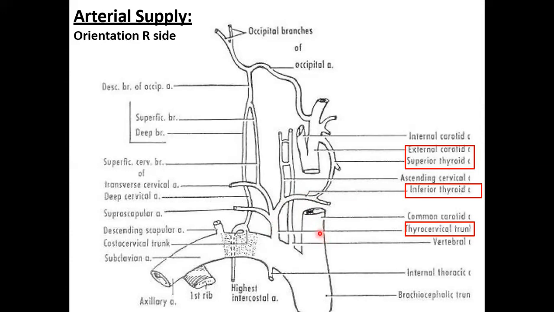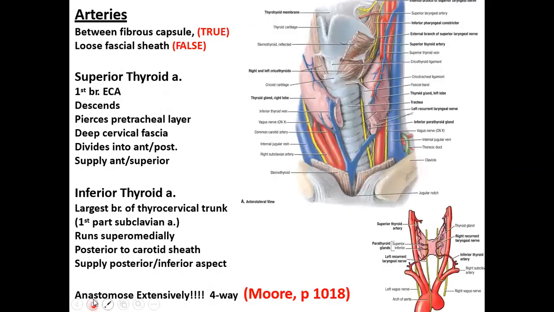Here, this is your common carotid artery, and as your common carotid artery goes up, it splits into internal carotid and external carotid. There are 8 branches off of your external carotid artery. One of those branches is your superior thyroid artery. So you can see how you have the superior thyroid artery coming off of the external carotid, and you have the inferior thyroid artery coming off of the thyrocervical trunk. So two main blood supplies to your thyroid gland.